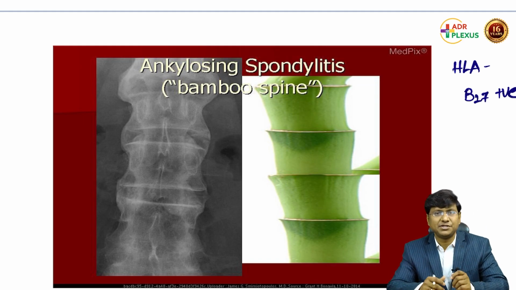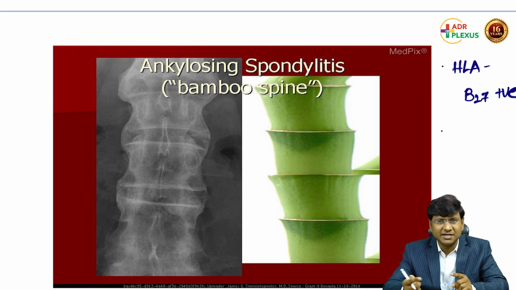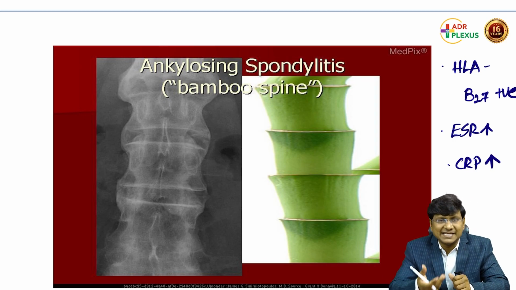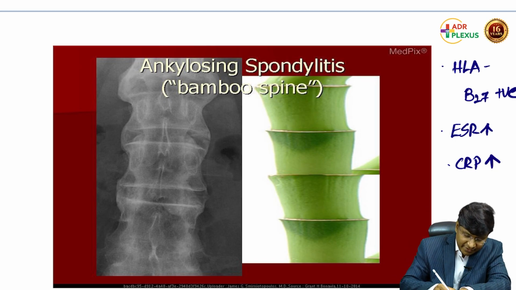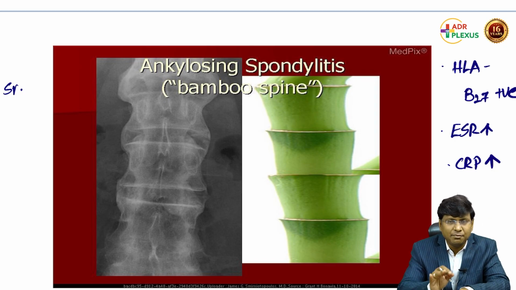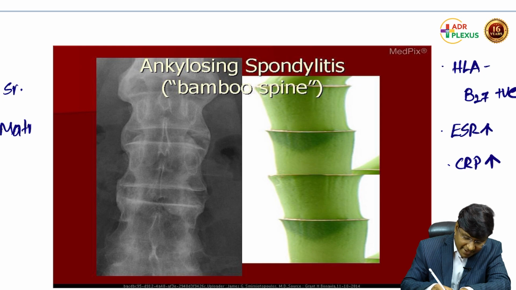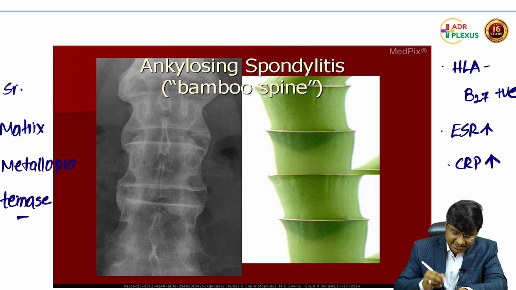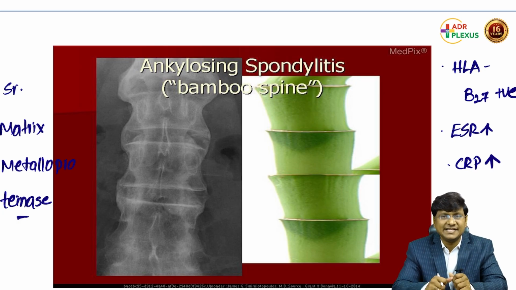But HLA-B27 is positive in many other clinical conditions, and since it is an inflammatory condition, your ESR as well as the CRP is also elevated. Then how will you assess the severity of ankylosing spondylitis? What is the marker which will tell you the severity? The severity can be demonstrated by an important marker, that is serum matrix metalloproteinase levels. This is the marker which will help us assess the disease severity.